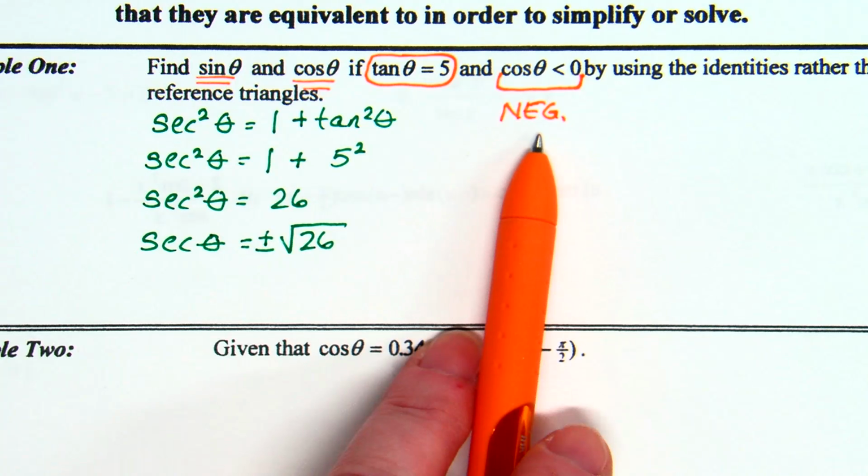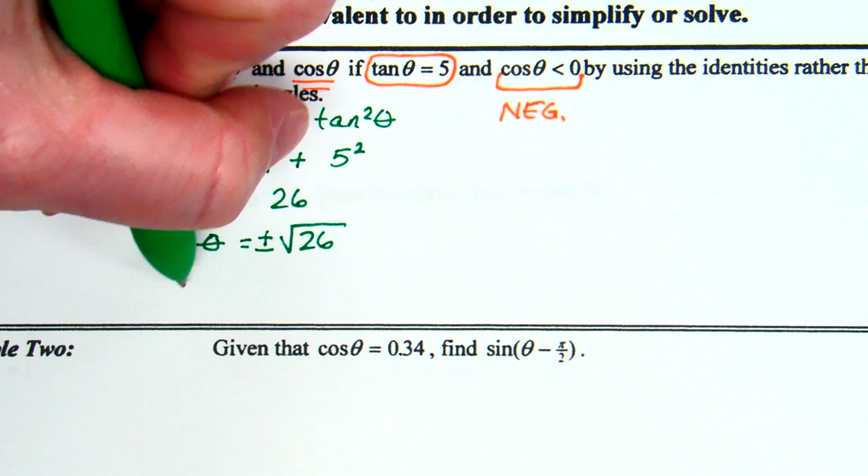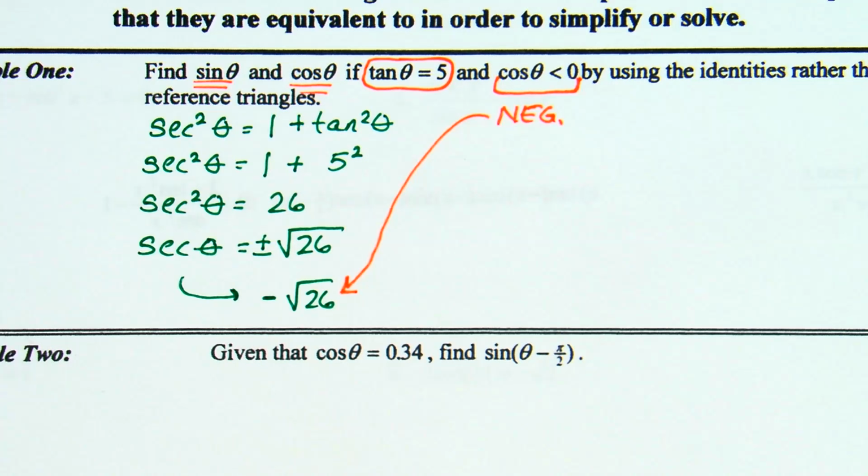Now, if cosine is negative, what's cosine's reciprocal? Secant. So if cosine's negative, what do we know about secant? It's also negative. So secant is actually going to be equal to just negative square root of 26. And that again is because cosine is negative. And we know cosine and secant would be in the same quadrant in terms of positive, negative stuff.